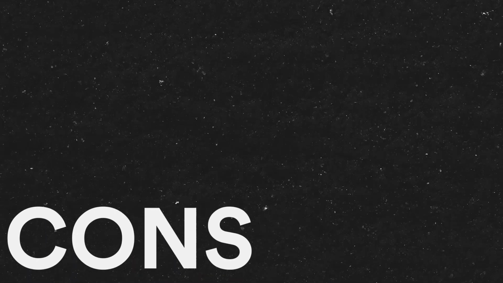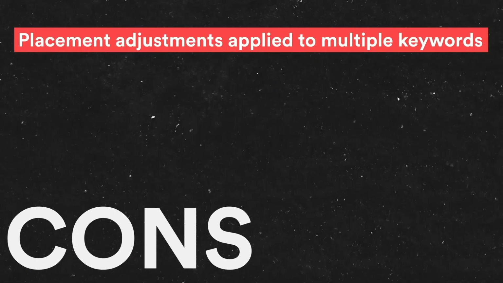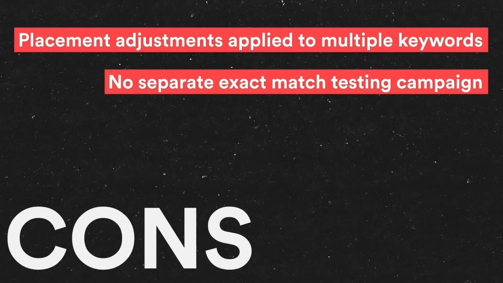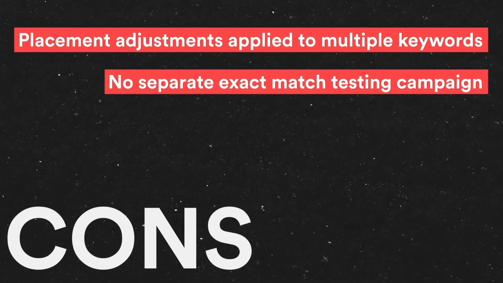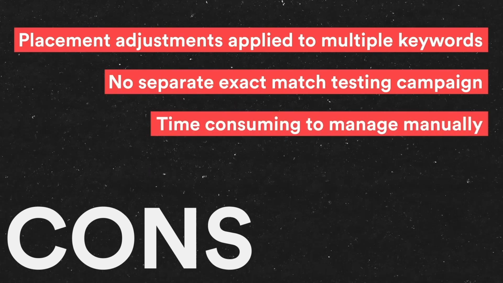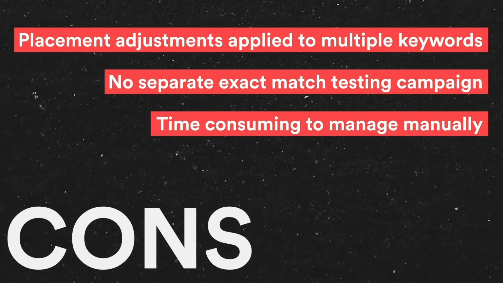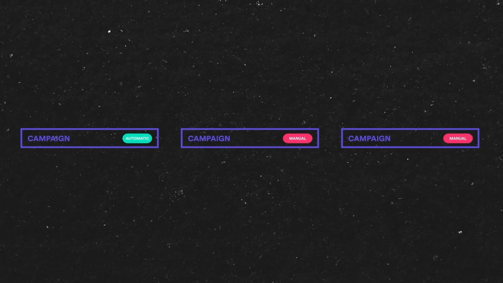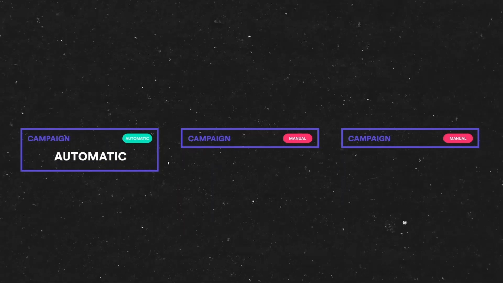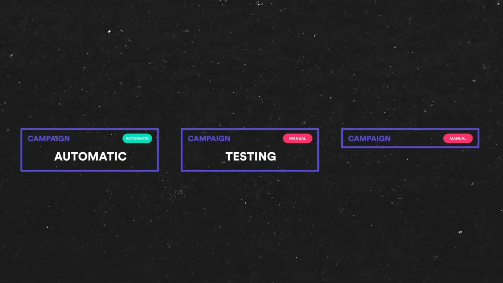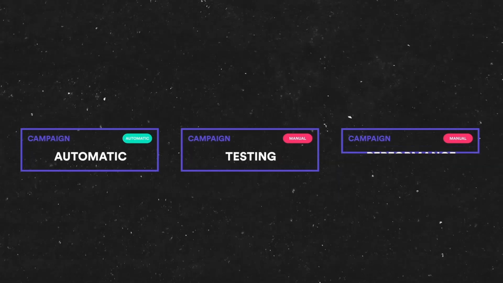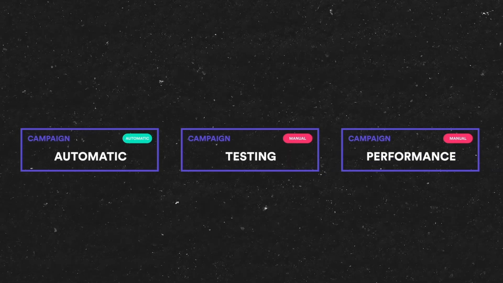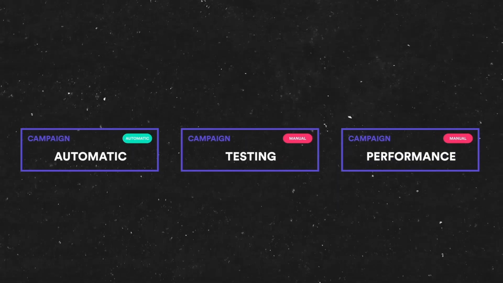Now the cons. Your placement adjustments will get applied to multiple keywords. It doesn't have a separate campaign for testing your exact match keywords, and it can be time-consuming to manage manually without tools. This structure will be made up of 3 campaigns: 1 auto campaign for harvesting new search terms, 1 manual testing campaign also for harvesting new search terms, and 1 manual performance campaign for dialing in your bids for exact match keywords.